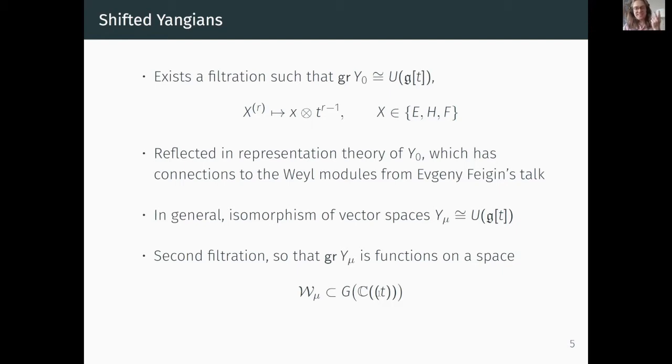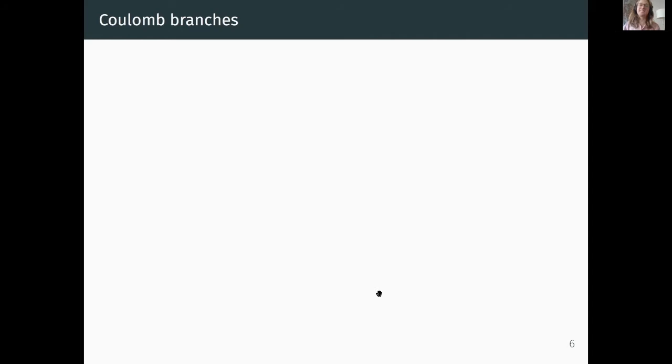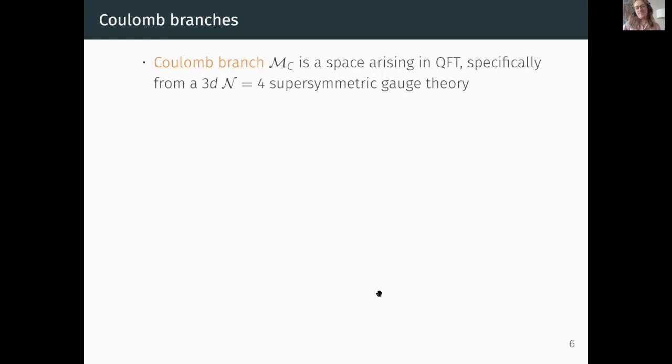So that's one algebra. The second thing in the beginning of the talk is the Coulomb branches. So what are they? This is a very fast-growing area, and this is a very rough summary, but here's some idea of what this is. The Coulomb branches are some sort of spaces coming from quantum field theory. Specifically, they're coming from this 3D N=4 supersymmetric gauge theory. I don't really know what that is, but it comes from physics.